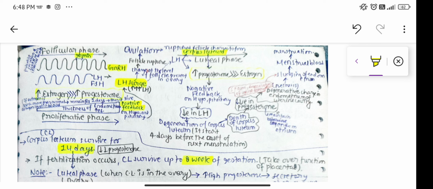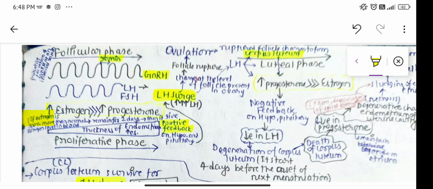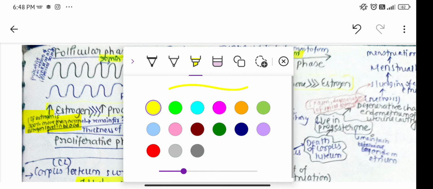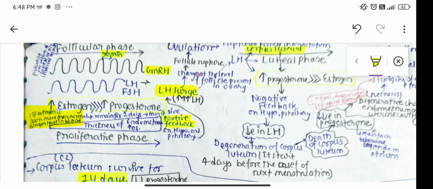For the process of ovulation, we need an LH surge, and for the LH surge we need a high level of estrogen. That estrogen level should be more than 300% of the normal level, and it should remain for at least 2 days. The level of the estrogen should be elevated more than 300% of the usual blood level, and for more than 2 days, then only it will give a positive feedback.